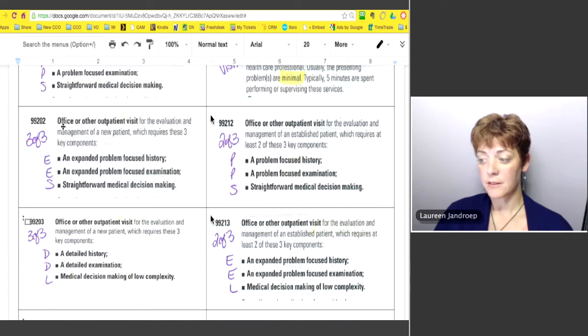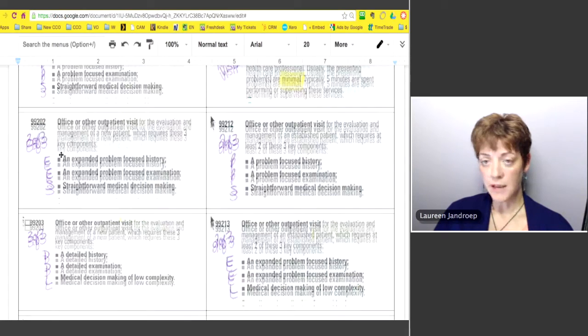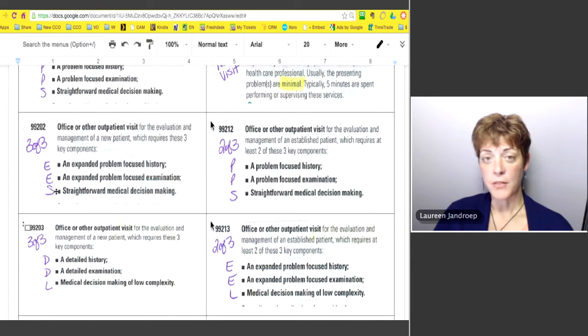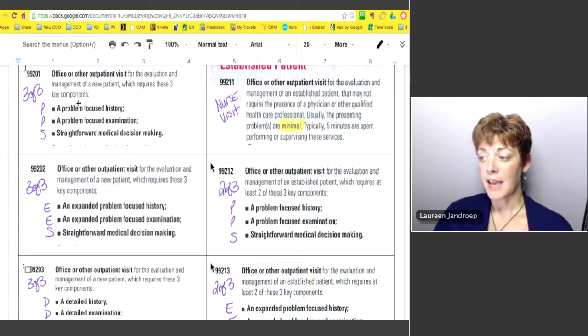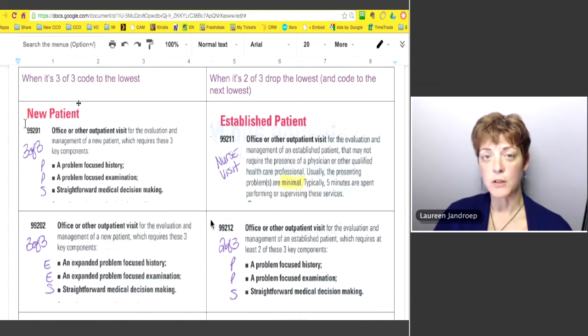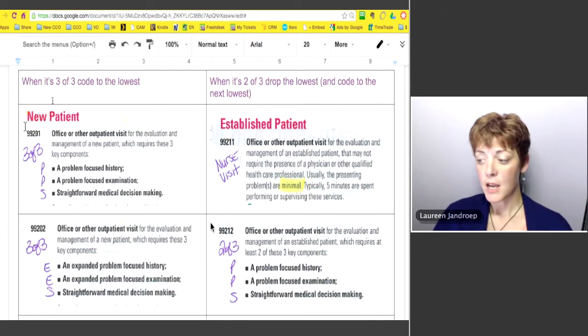So now we try to make it fit a level 2. We've got the second bullet met. We've got the third bullet exceeded, so we're looking pretty good. But the first bullet is too low. This is a 3 of 3 situation, so we can't code at a level 2. And so we're going to go all the way down to a level 1. And that's why this little saying works. When it's 3 of 3, code to the lowest. So that problem-focused history pulled it all the way down to a level 1.